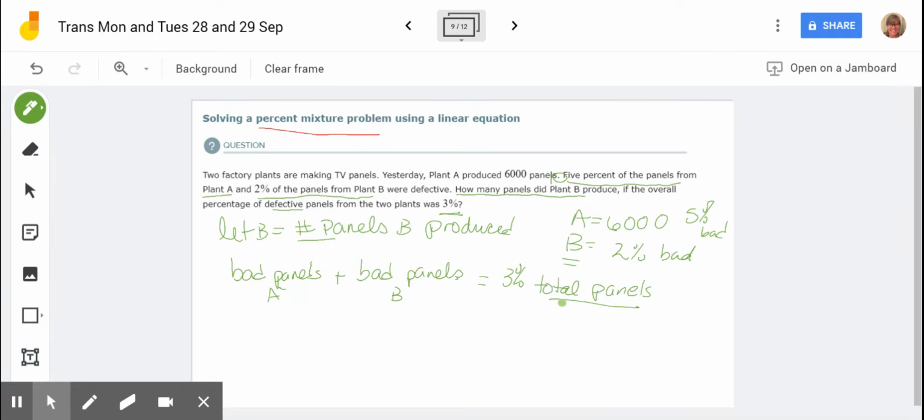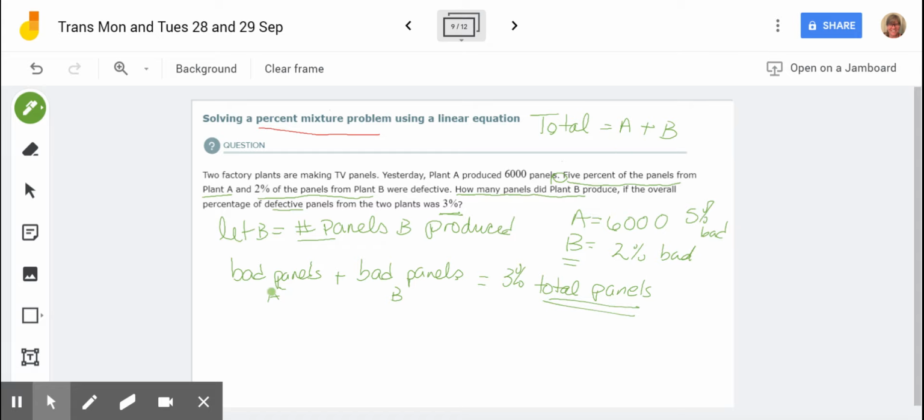Okay, this is the part that you have to be careful with. What is the total panels equal to? What is the total equal to? I'm kind of stalling because I want to see if you guys can come up with it before I say it. A plus B, right? The total is going to be what both plants produce together.